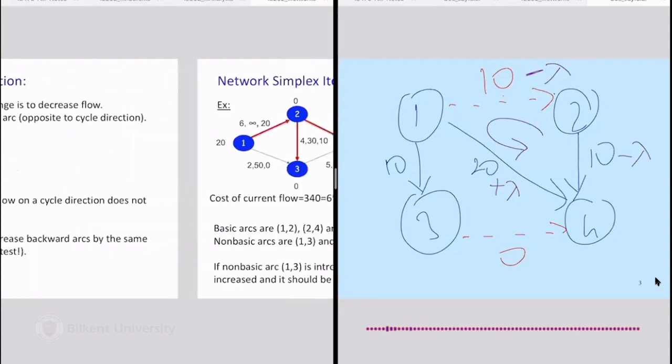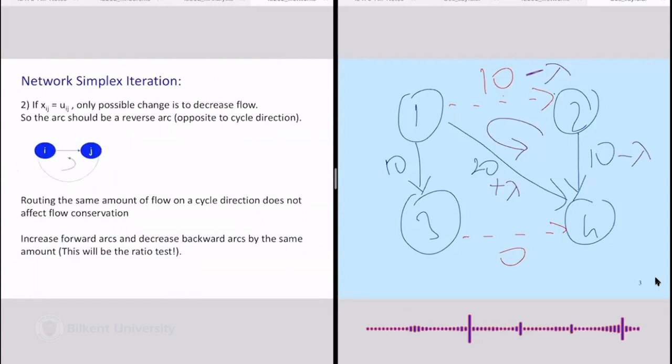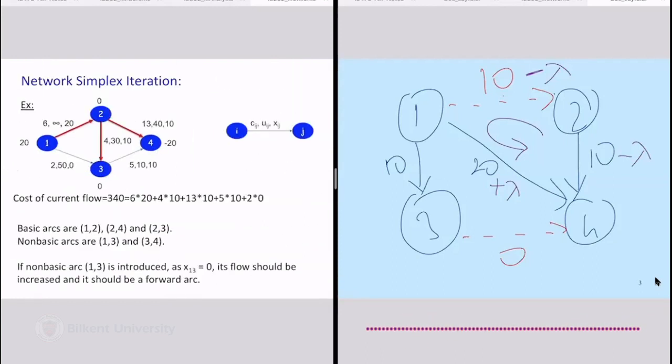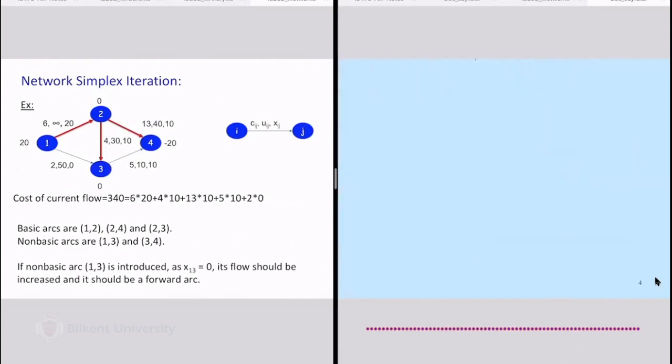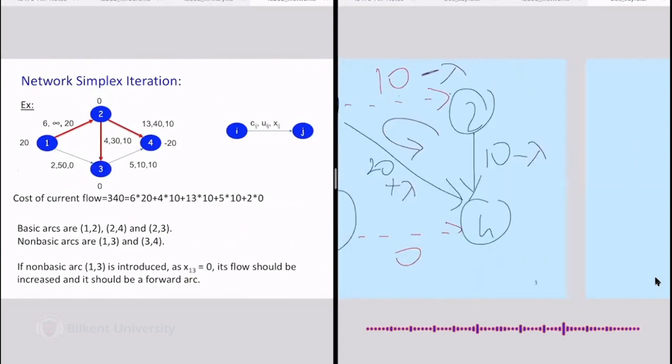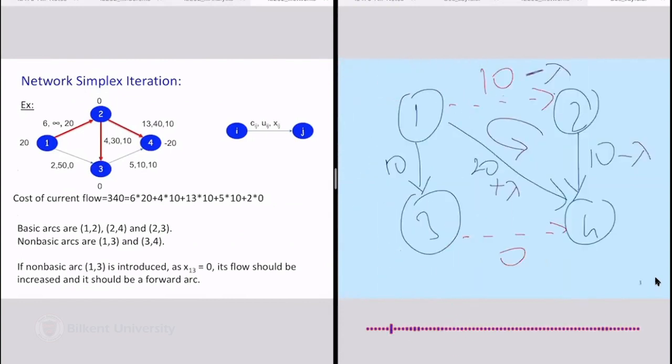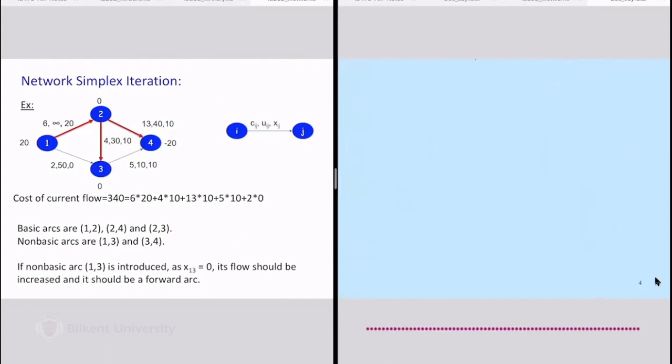Here, let's look at this example. This is the same example we keep on working on. 1, 2, 3, 4. Is this the flow that we already have from 1 to 2? No, it's a different flow then. Let me also have it in here just in case. So 1, 2, 3, and 4. Okay, let me just draw it.